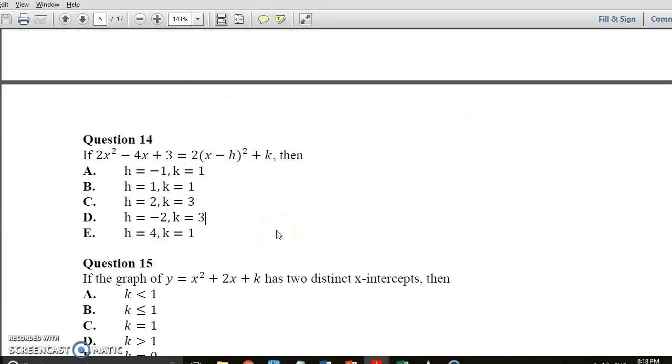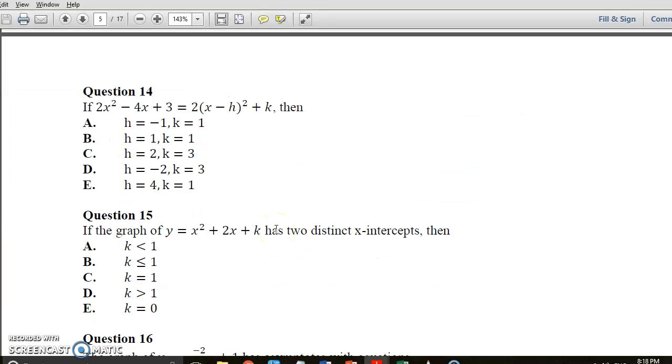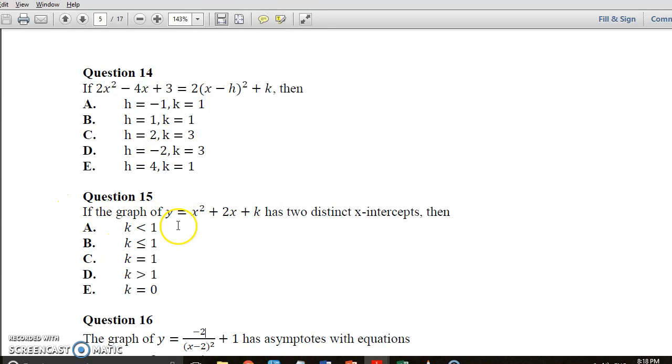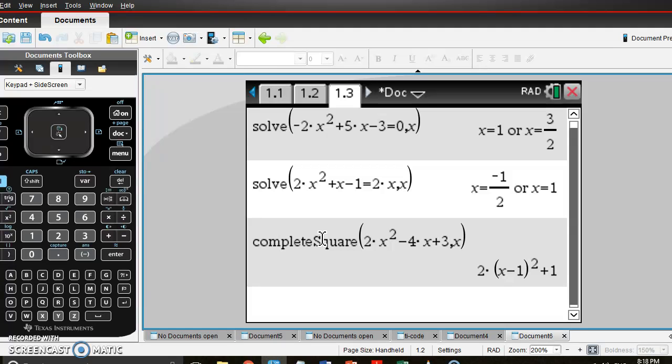Okay. Now let's see if we've got something a little bit different. If the graph of y equals x squared plus 2x plus k has 2 distinct x-intercepts, then we're looking at this. So this would be using the discriminant. So for that, I'll say, do we have a discriminant tool at all?